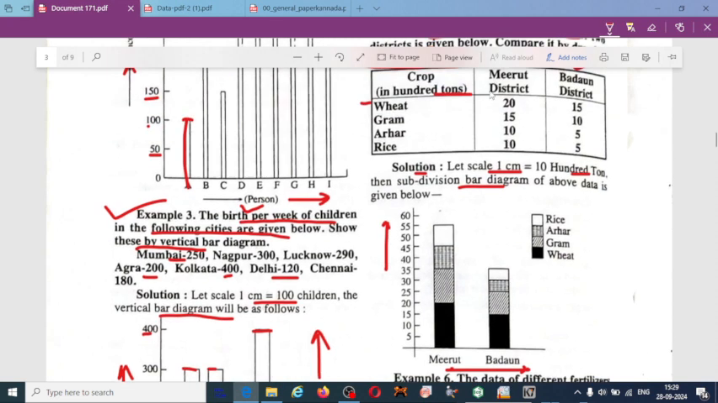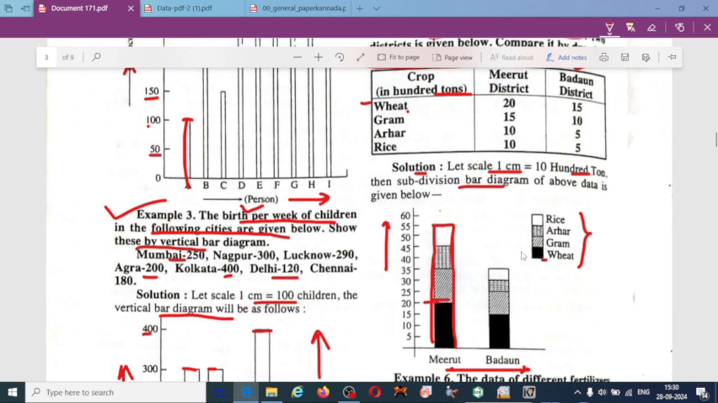So Meerut, wheat, how much? Wheat you can represent by a dark color, and gram, arhar and rice with different shading. You can represent the yield of the crops wheat, gram, arhar and rice. Then in this district Meerut, wheat production is how much? 20. So you can mark 20 here for wheat. In the given bar itself, in this range only, you should divide them. That's why it is called a subdivision diagram.